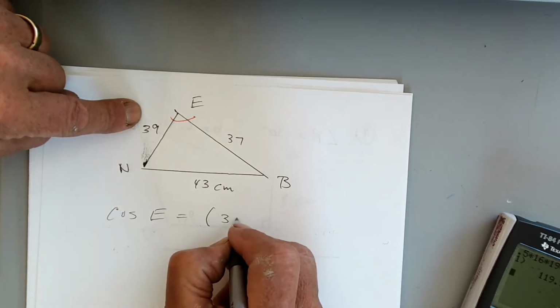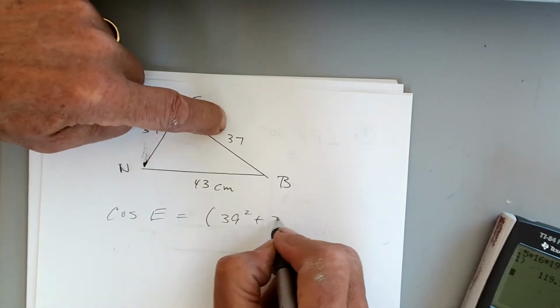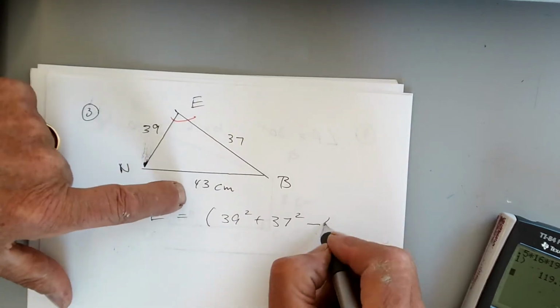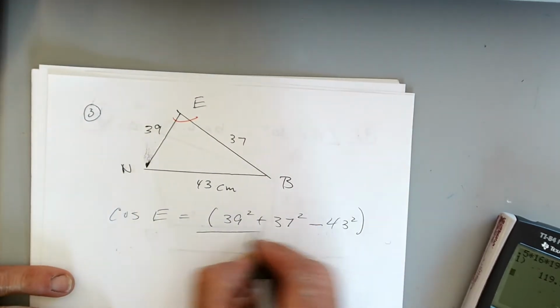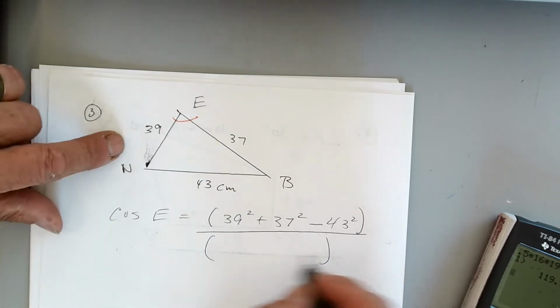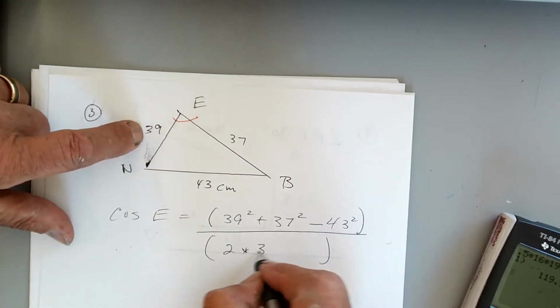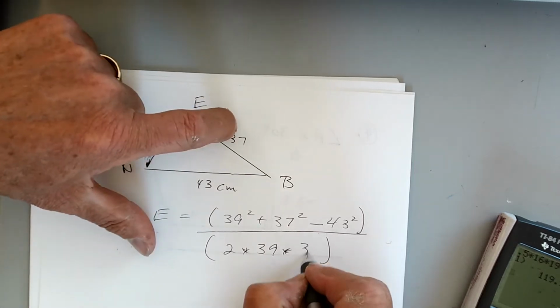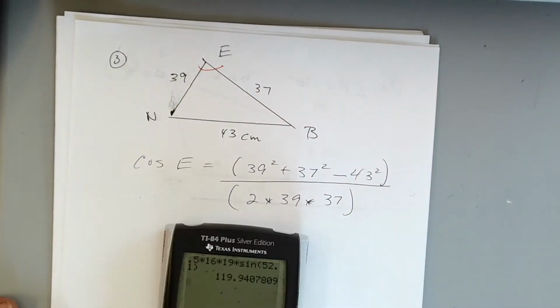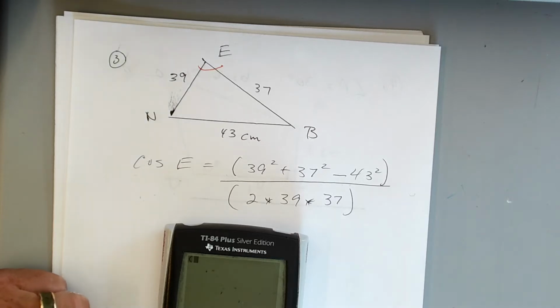parentheses adjacent squared plus the other adjacent squared minus the opposite squared. And if you have these formulas in your notes, that'd be a great idea, times 2, because it's in the formula, times the adjacent times the other adjacent, and I'm going to use my calculator. I'm going to get a decimal, and don't forget your parentheses. 39 squared plus 37 squared minus, whoops, 43 squared parentheses. Don't forget the parentheses. Divided by parentheses, 2 times my 39 times my 37.